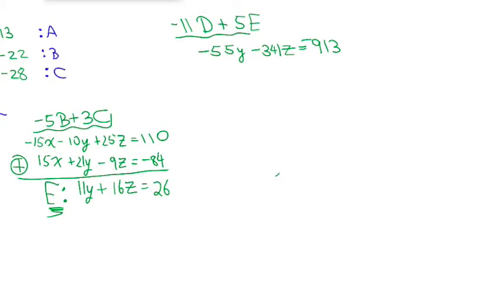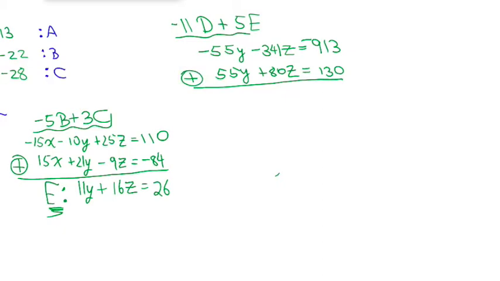Now, 5 times E. Well, 5 times 11 is 55Y. 5 times 16 is 80, plus 80Z. And then 5 times 26 is 130. So this is 130. And take these two and add them all up.